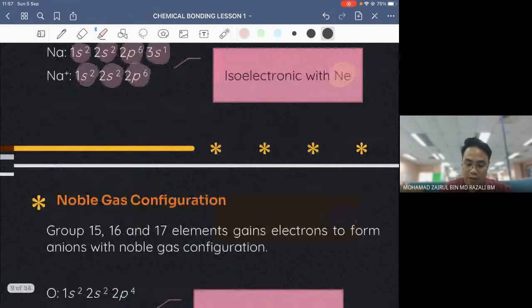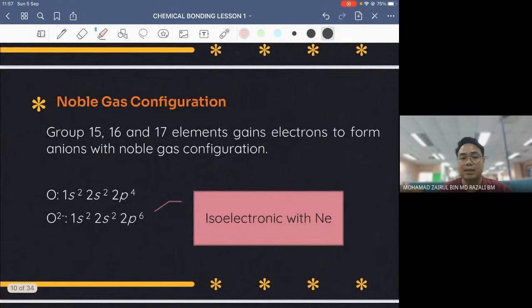Okay, for group 15, 16 and 17 elements. Okay, tadi group 1 to 13 dia akan donate electron to form cation with the noble gas configuration. Tapi group 15, 16 and 17 elements, they will gain electrons in order to form an ion with a noble gas configuration. Okay, so for example, oxygen is an atom with 8 electrons. So the electronic configuration for oxygen is 1s2, 2s2, 2p4. In order to achieve octet electronic configuration, oxygen needs to gain 2 electrons.